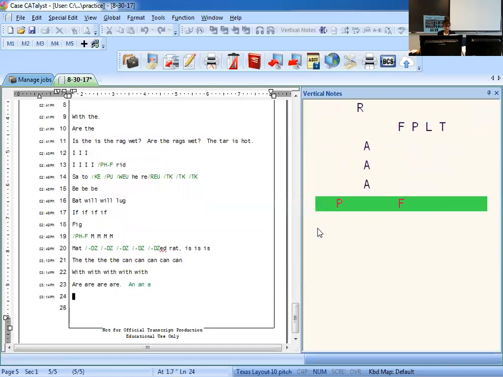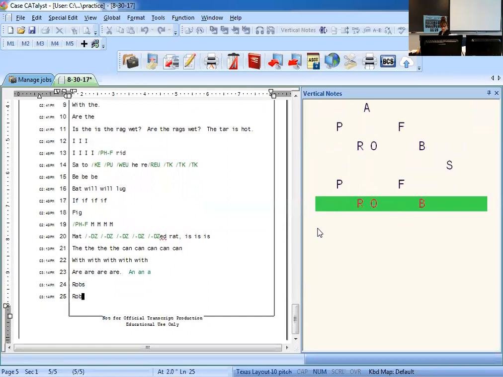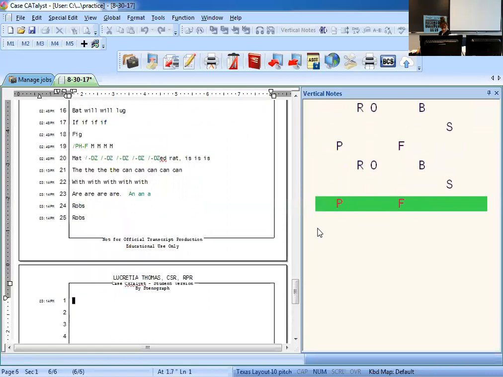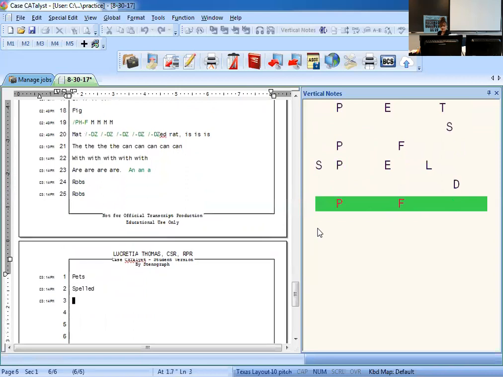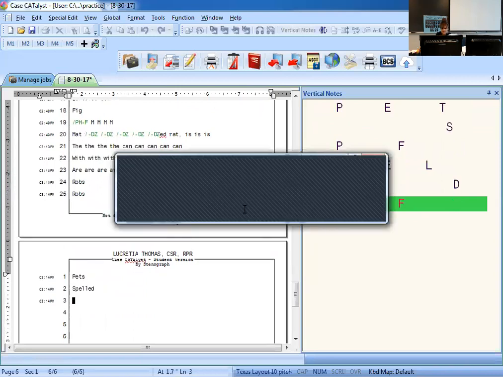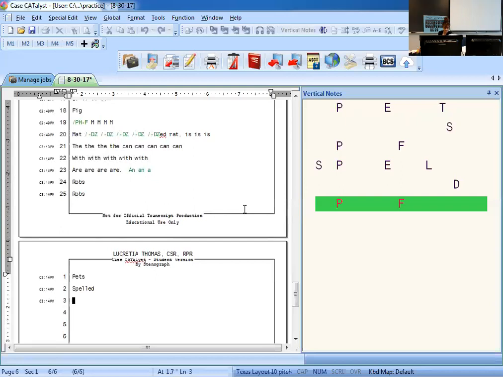And so we have the word robs, R-O-B, come back final S. Pets, P-E-T, come back final S. Remember the inflected endings, okay? So all words ending in ED or D is going to be final D. So spelled, S-P-E-L, second stroke D. Okay? Spelled, S-P-E-L, come back final D.